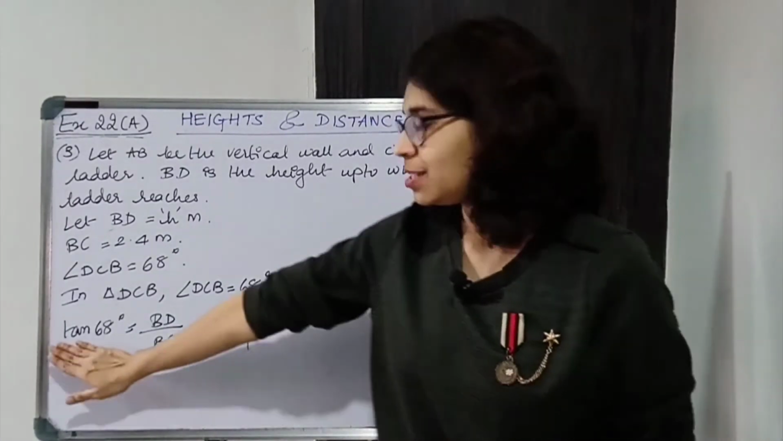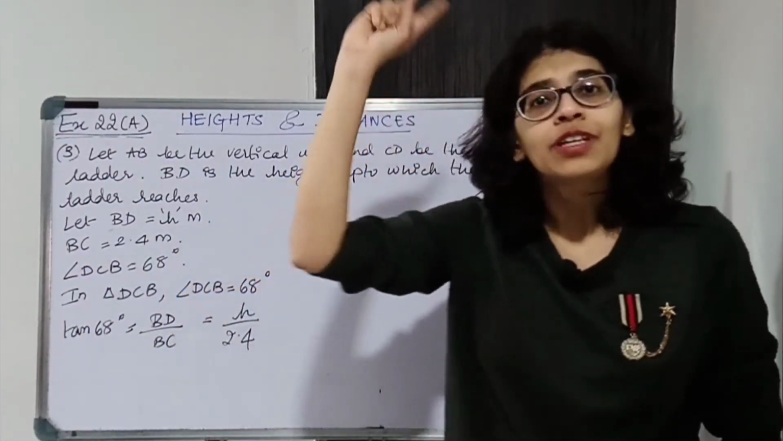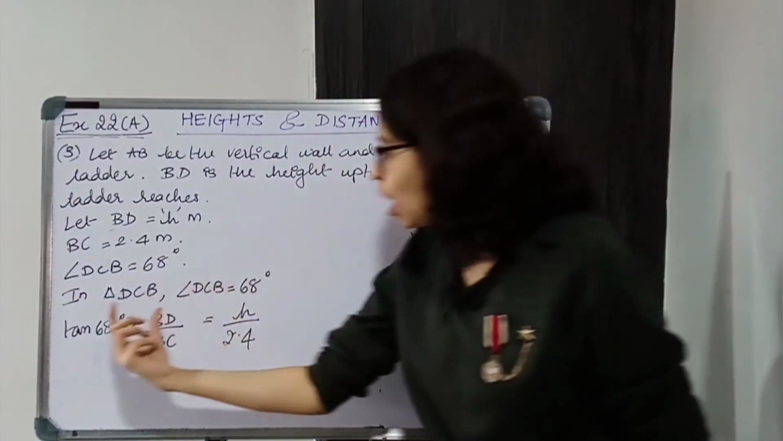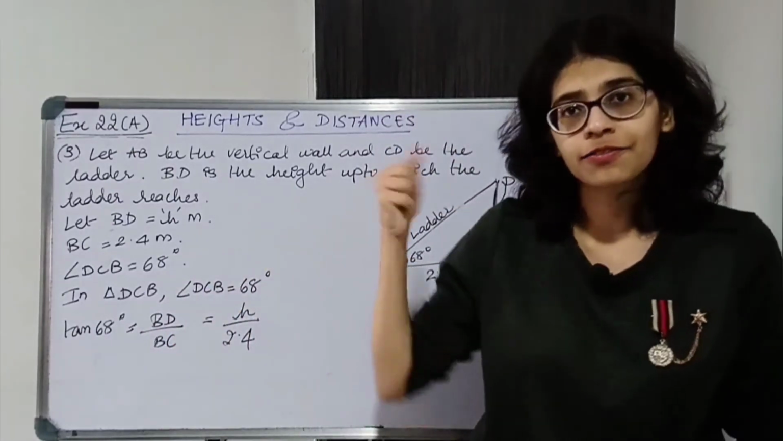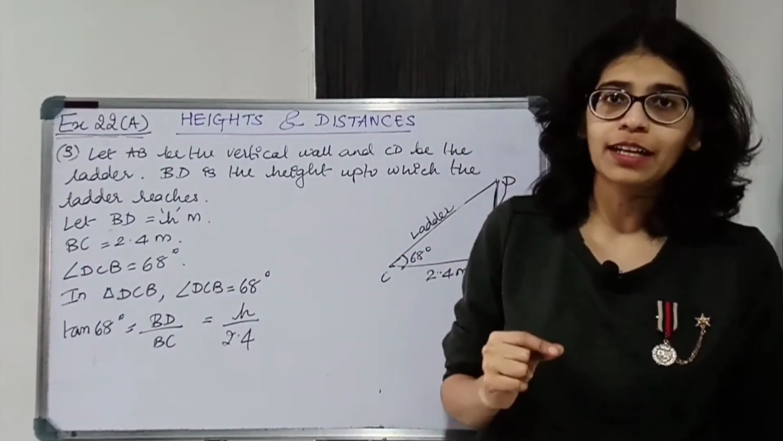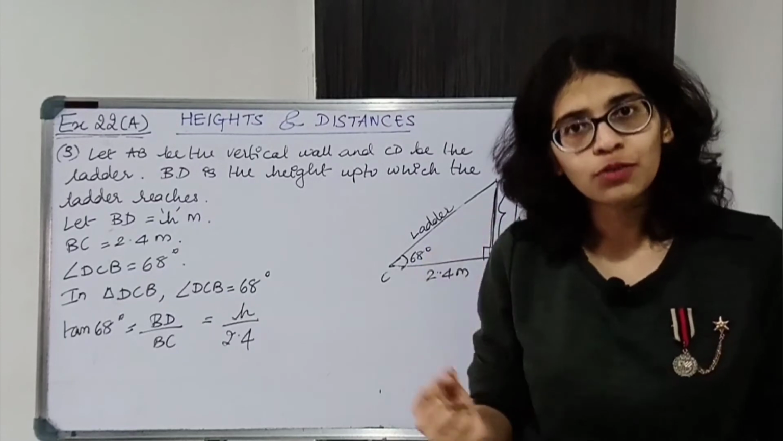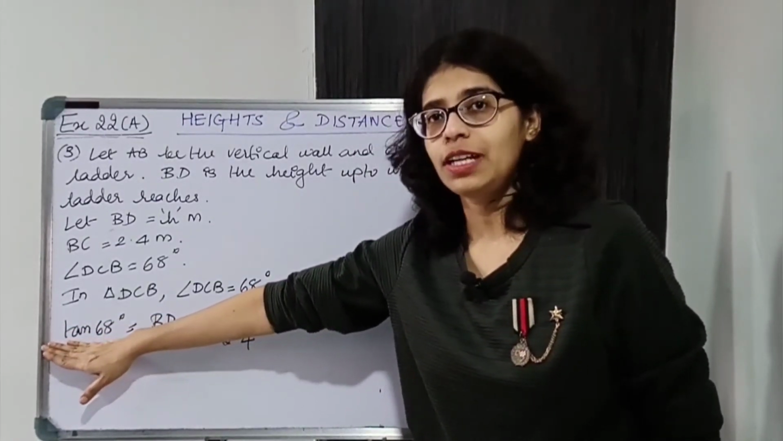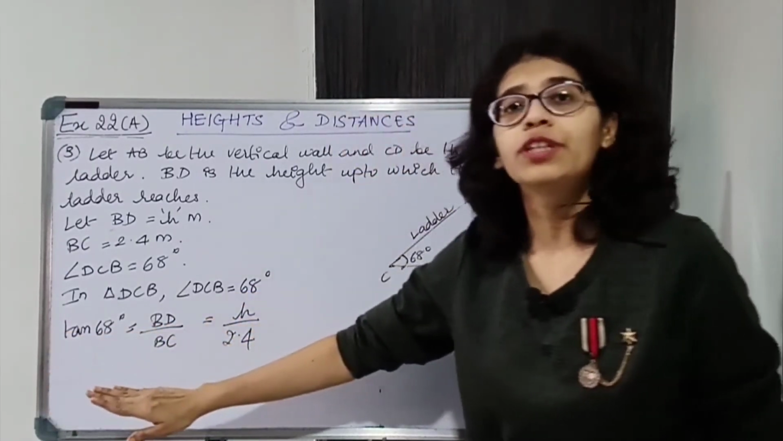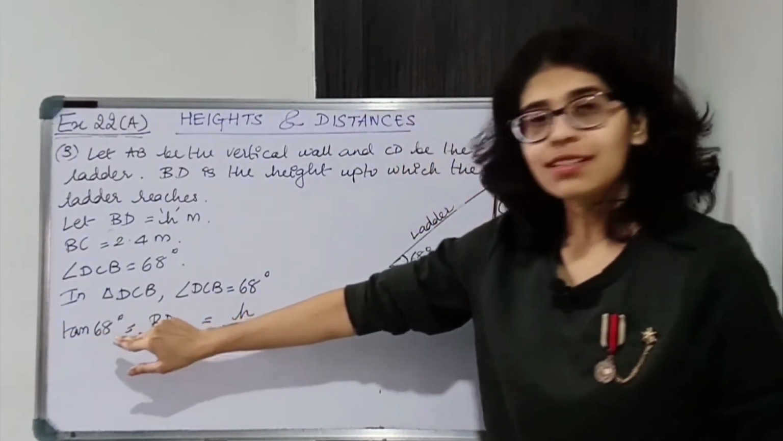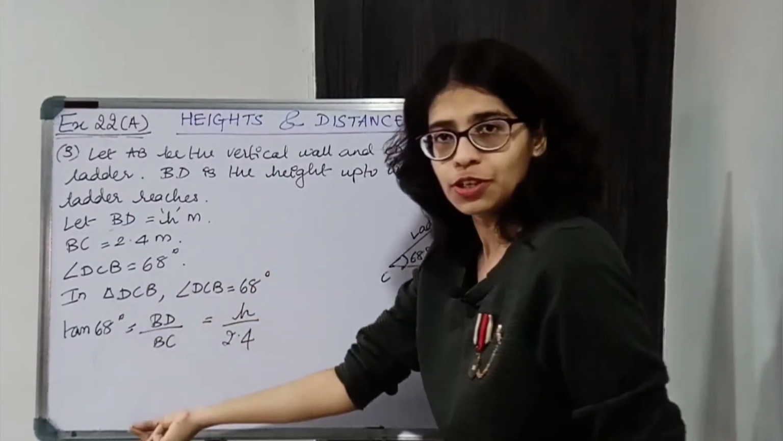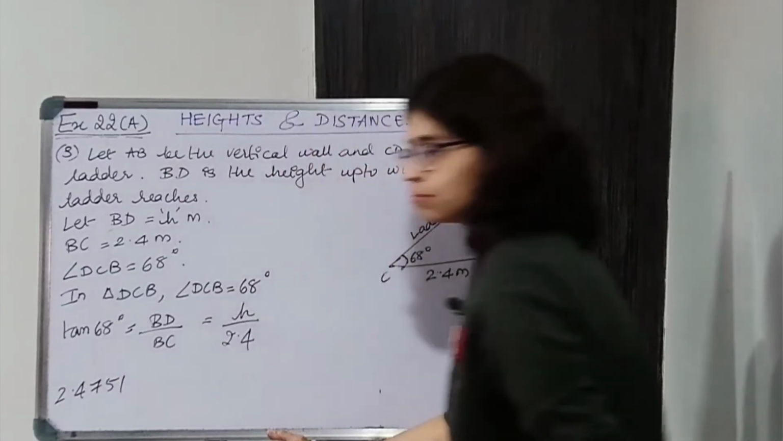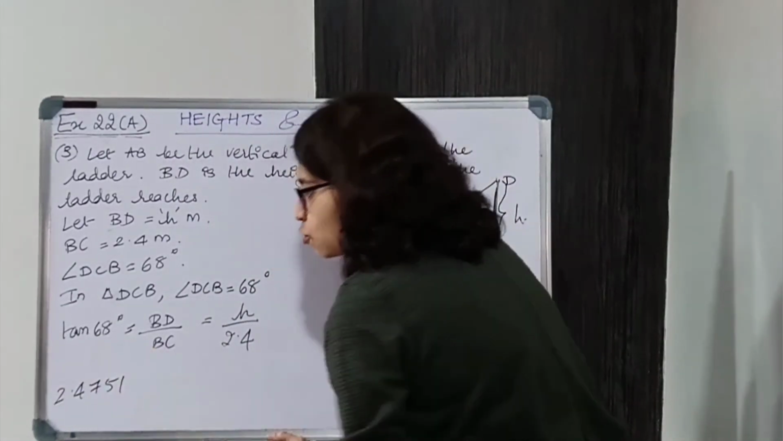Now tan 68 you will get from the natural tangent table. How to read the value? For that I have attached the link in the description. Please check that out if you don't know, so refer to that video. Find the value of tan 68 from the natural tangent table and substitute it over here. From the table you get 2.4751. Tan 68 is 2.4751.